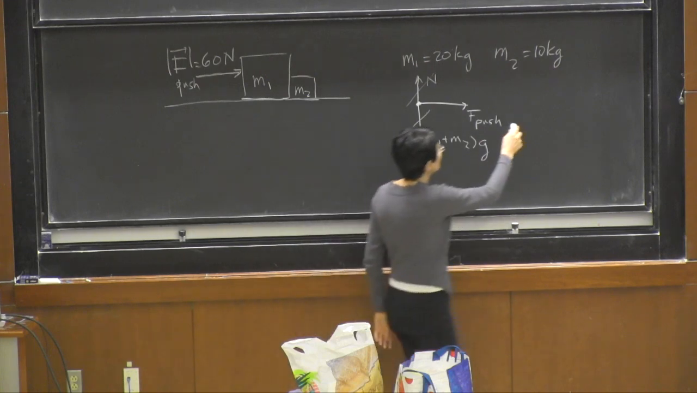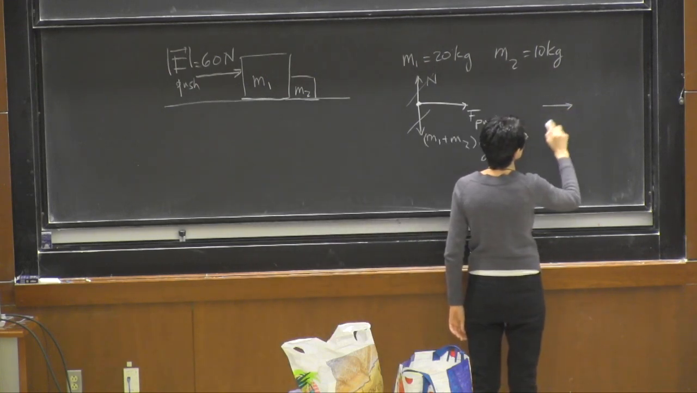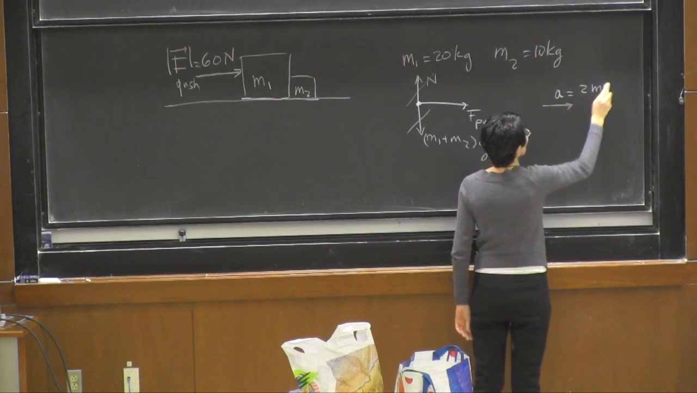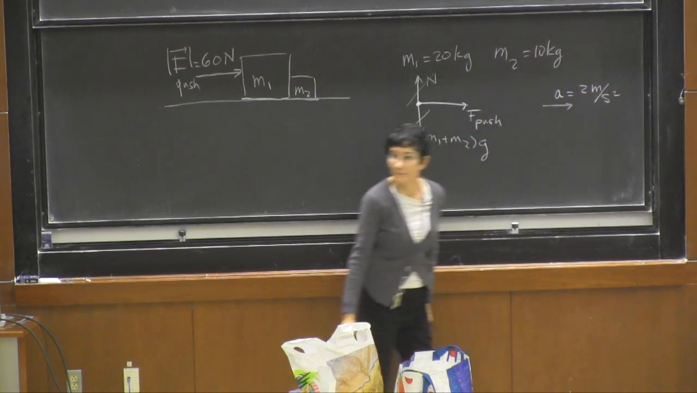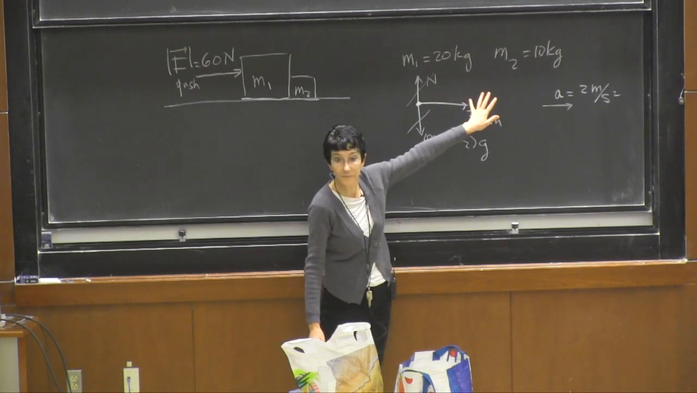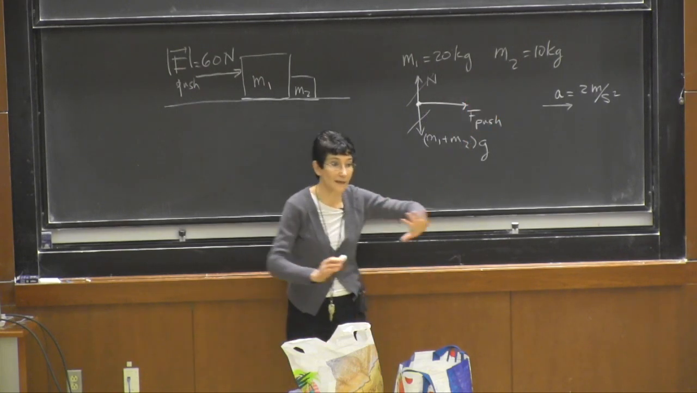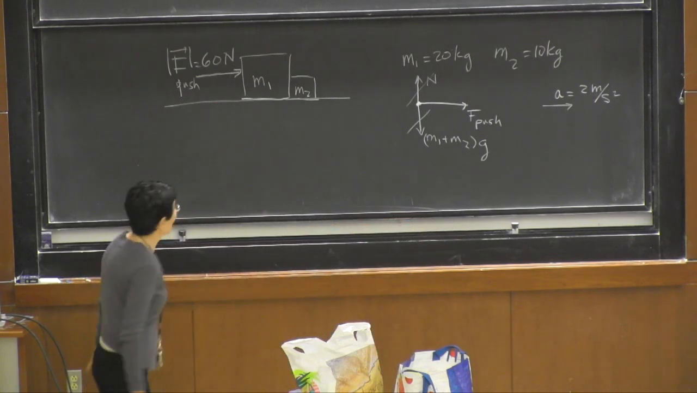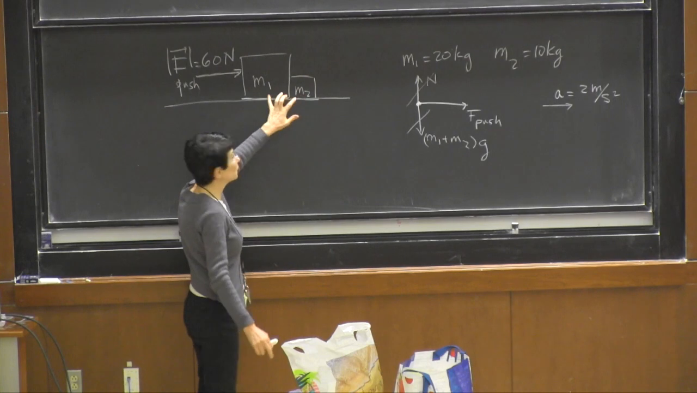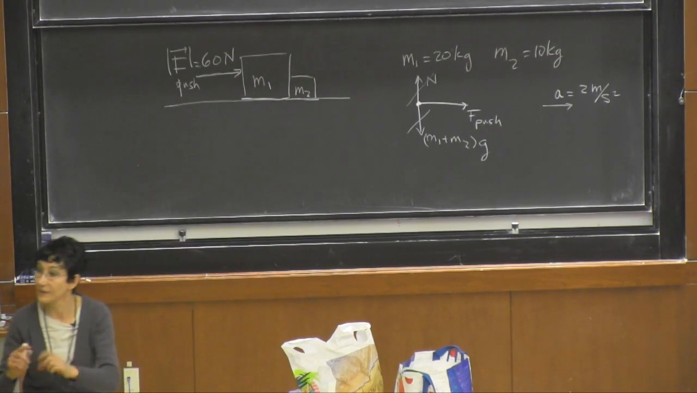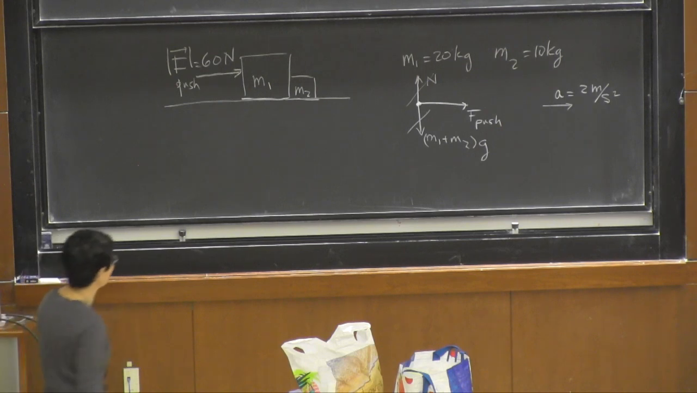But these two cancel each other, and so the net force is F push. So I know that this body is accelerated in this direction, and the acceleration is 2 meters per second square, right? It's just 60 divided by 30. Are you with me? So both bodies are accelerating, right? This is a given. Now let me consider each one separated, right?